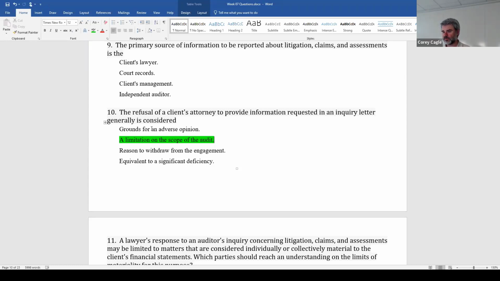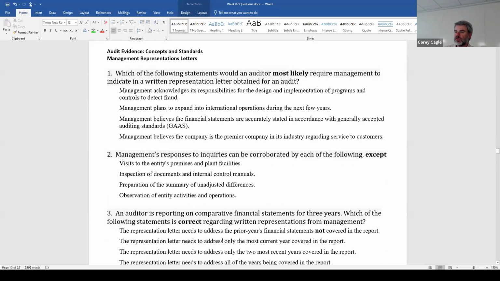Questions on lawyer letters? Pretty easy. Kind of different. Rep letter. This is kind of an easy section to read about.